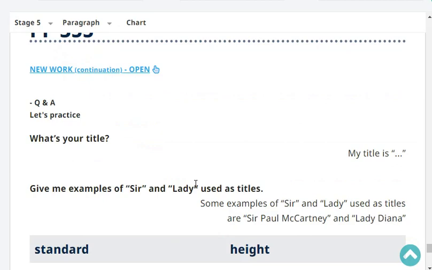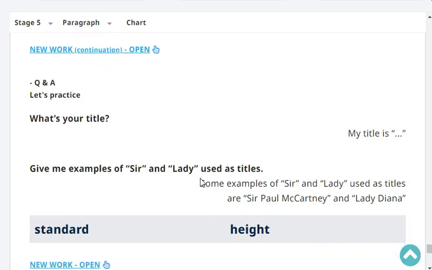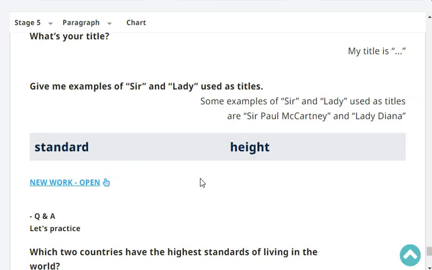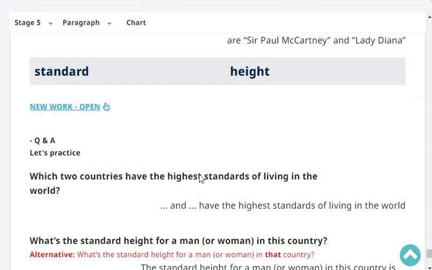Give me an example of sir and lady used as titles, please. Some examples of sir and lady used as titles are Sir Paul McCartney and Lady Diana. Very good.